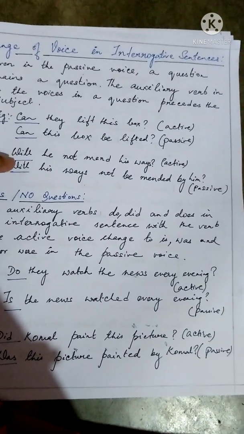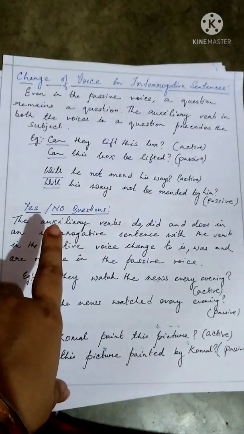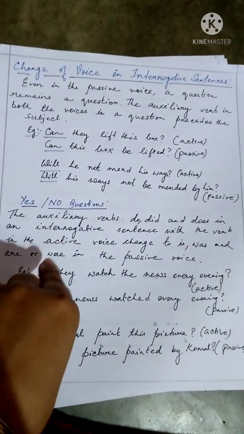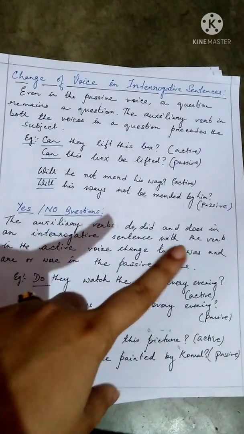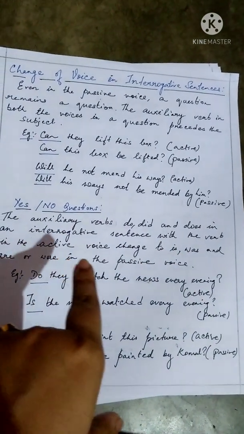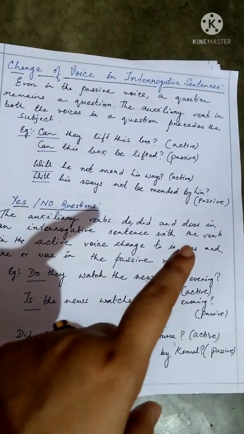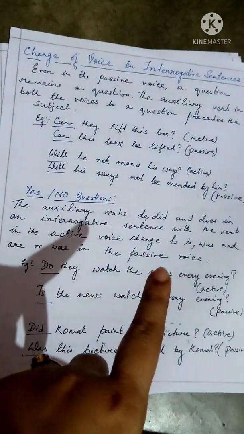Next one under interrogative sentences, yes or no questions. The auxiliary verb do, did, and does in an interrogative sentence with the verb in the active voice changes to is, was, and are or were in the passive voice.